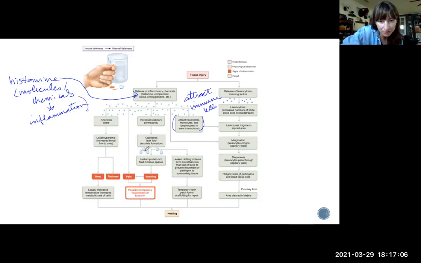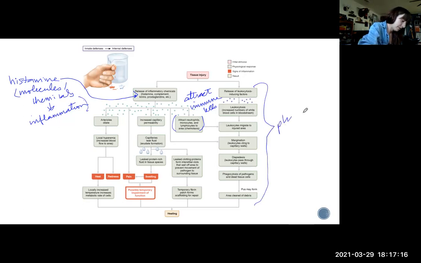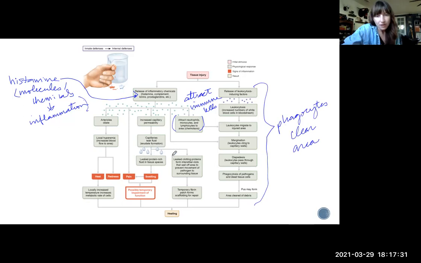You will also have other phagocytes being called in. Phagocytes clear the areas, basically what that means. While your capillaries are leaking fluid, allowing cells to come through, clotting proteins help stop bleeding after everything has arrived. After everybody's arrived, you can stop the bleeding, right?